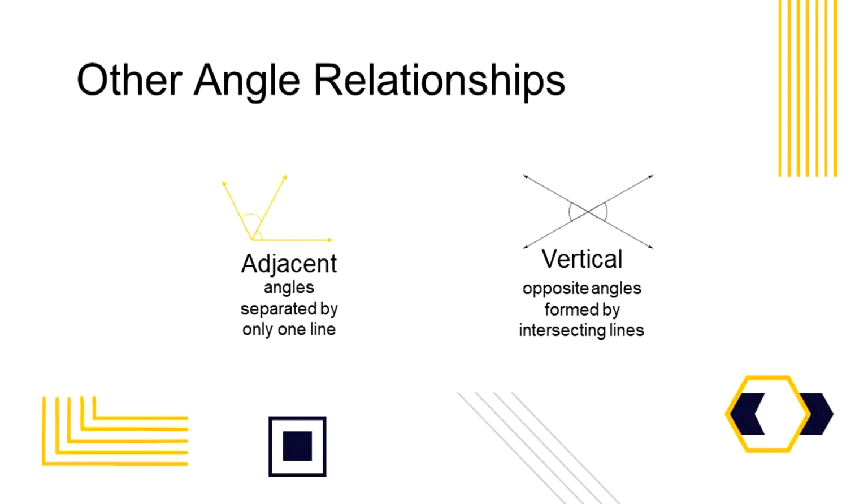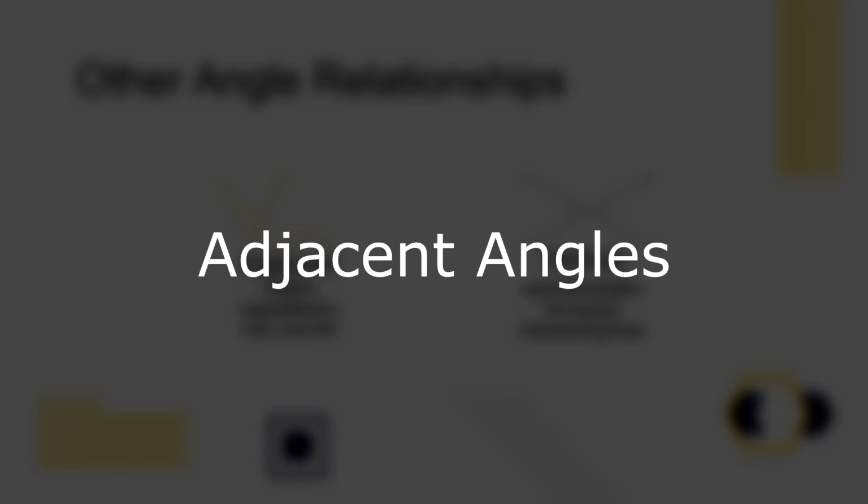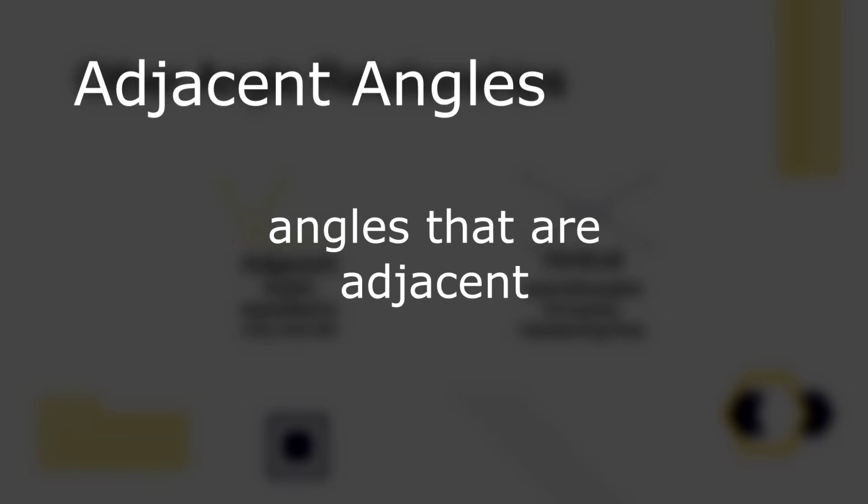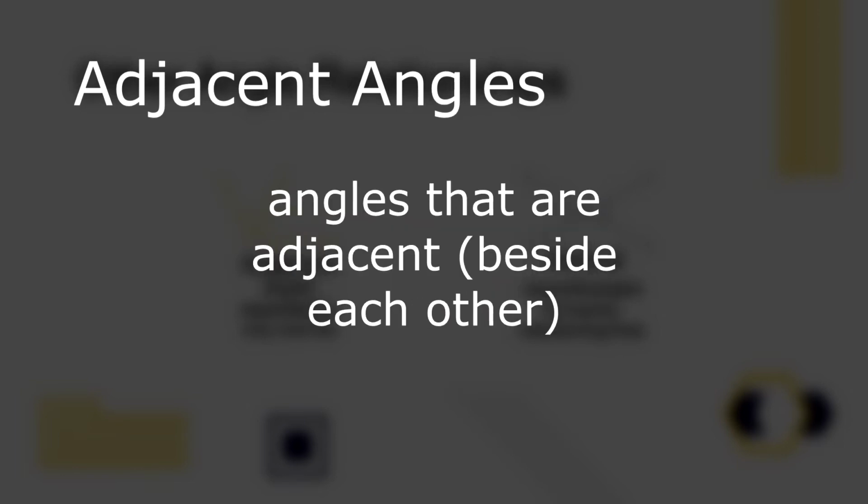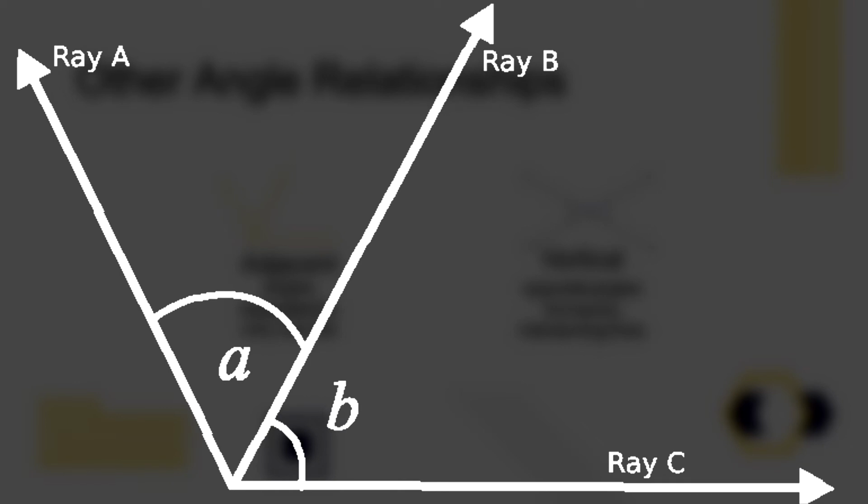Moving on, we should take a look at other angle relationships before proceeding to the next subtopic. Firstly, we have adjacent angles. Adjacent angles, from the word adjacent, are basically angles that are beside each other. For this relationship, there should be a common ray for these two angles. Let's take a look at this figure. Ray A and ray B make angle A. Ray B and ray C make angle B. Now, can we say that these two angles are adjacent? Sure, since they have a common ray, which is ray B.